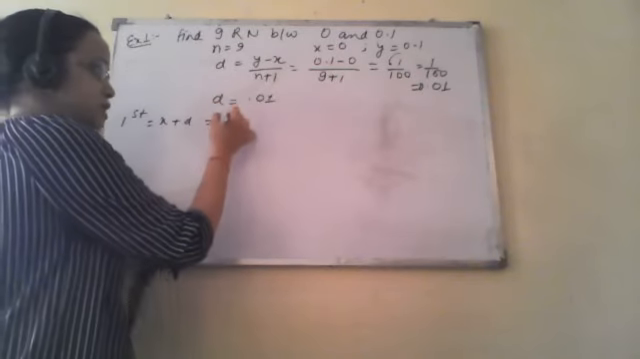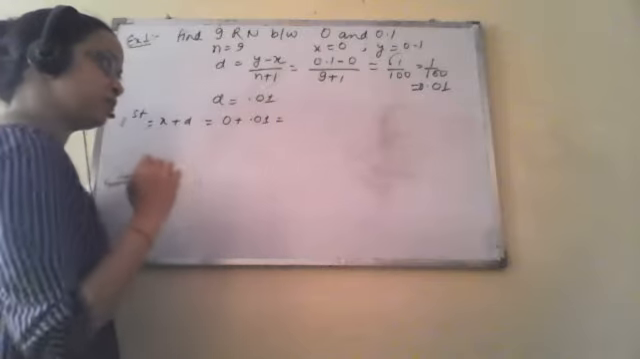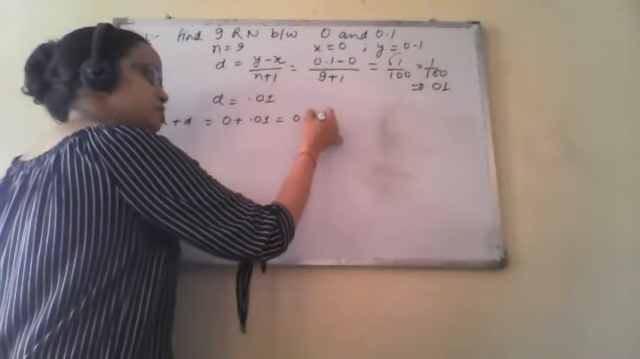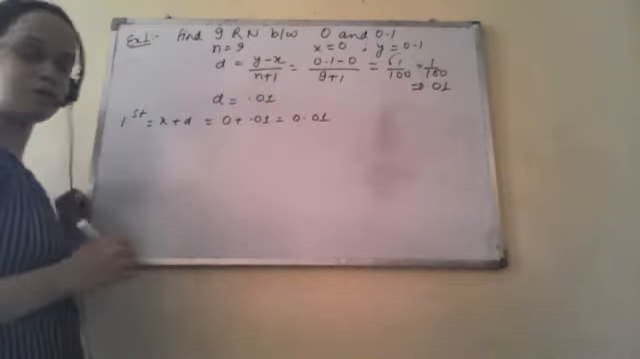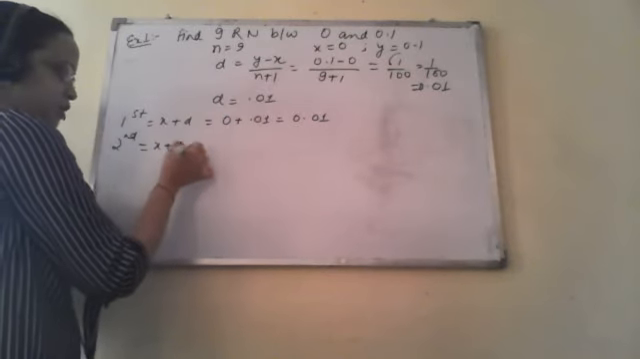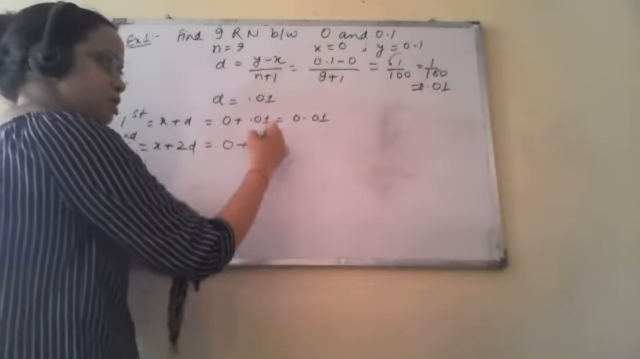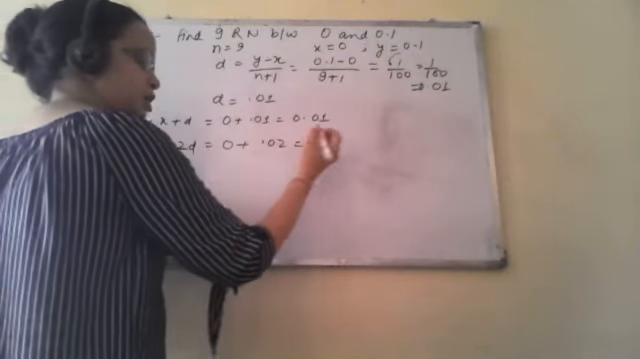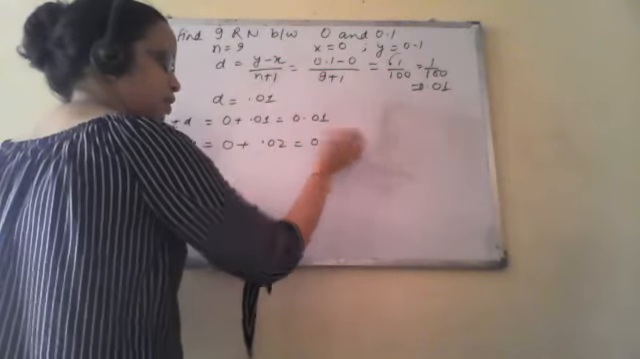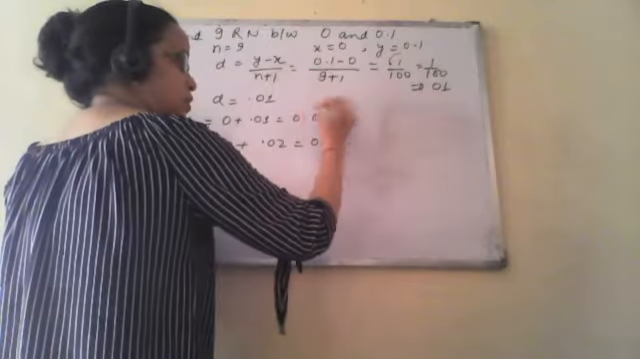Now rational numbers between this: the first rational number was x plus D. So x was 0 plus D was 0.01. So first rational number will be 0.01. Now second rational number will be x plus 2D. So it was 0 plus 2 into 0.01, that is 0.02. Next rational number will be, okay.